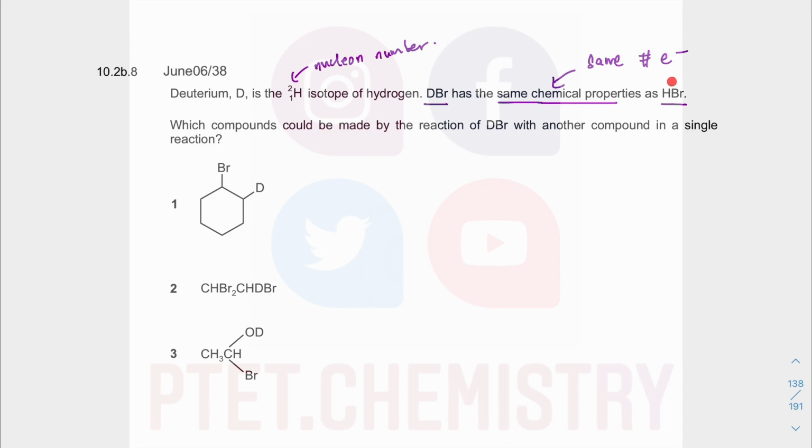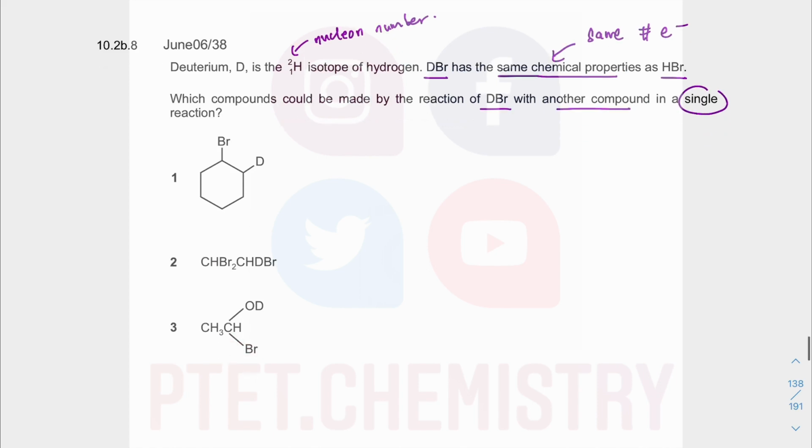You don't do chemical changes with the neutrons or with the nucleus. That is to do with physics and radioactivity. Something to do with the nucleus involves radioactivity. We deal with chemistry, chemical properties. We deal with outer shell electrons. All right, so which one can you make from DBr with another compound in a single reaction?